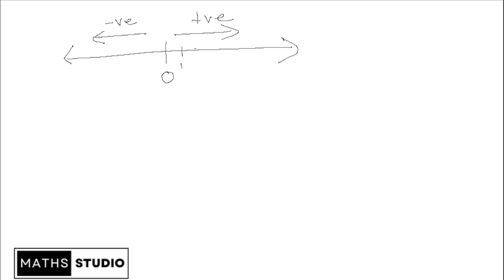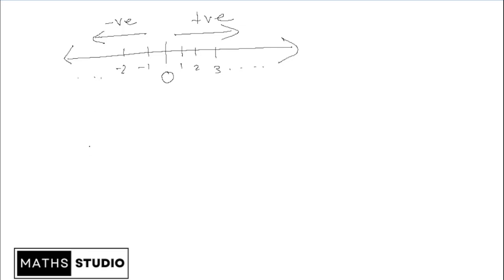So 1, 2, 3 and so on. And on this side -1, -2 and so on. Okay. So this was the concept of integers that we had earlier. So in this class, first we are going to understand or rather review whatever we had understood in the previous class.